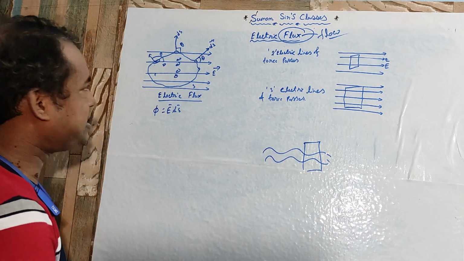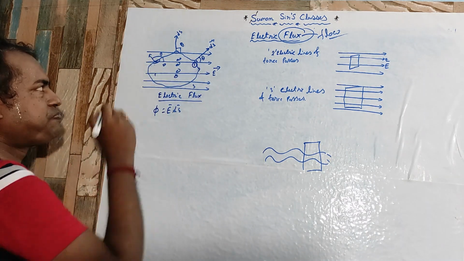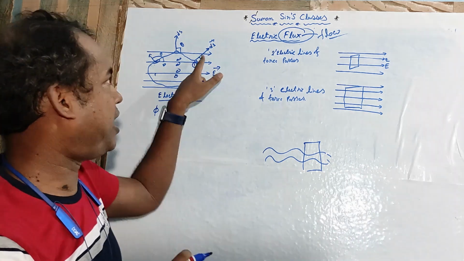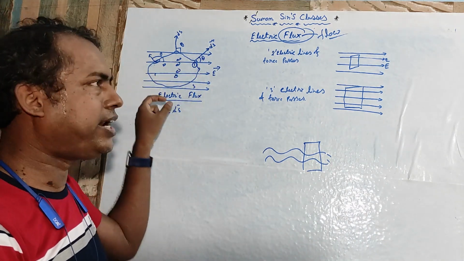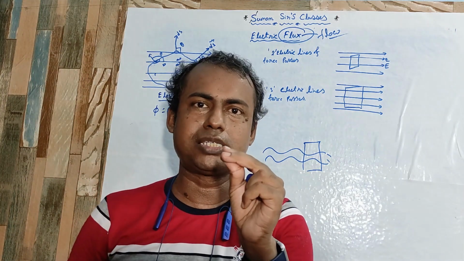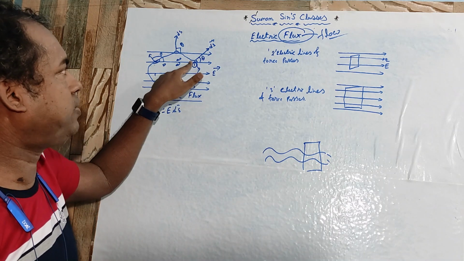Now in this case we consider the first area. This one. The surface area is ds. That means the total body can be divided into a number of smaller areas, and each of these areas is ds. So this one is ds.